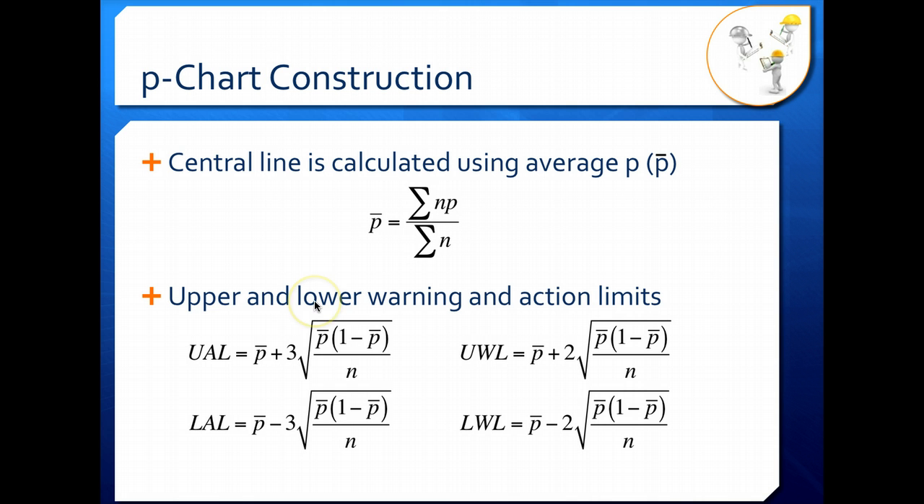Your upper and lower warning and action limits seen here are calculated using your average P, and then this value in the square root here, which is actually your standard deviation. This is the formula for standard deviation for this chart. So your upper action limit is your average P plus 3 times the standard deviation. Lower is minus 3 times the standard deviation, and then same thing for upper and lower warning limits. You're just swapping out 2 here because we're 2 standard deviations away from your mean instead of 3.